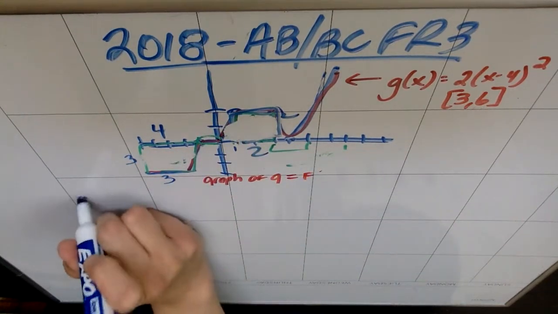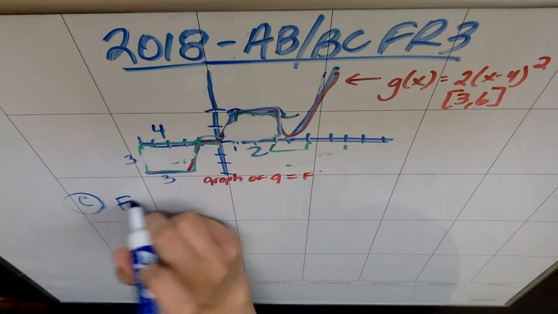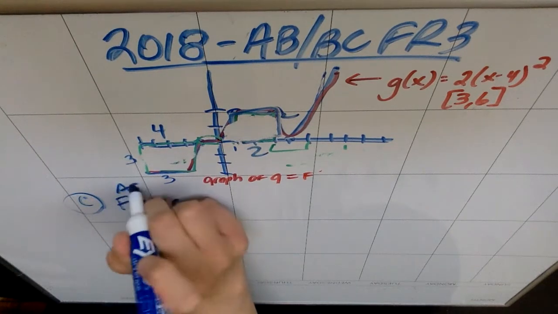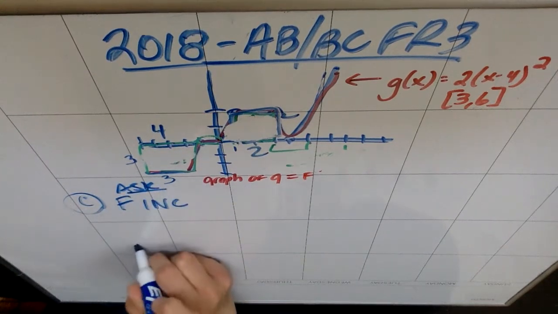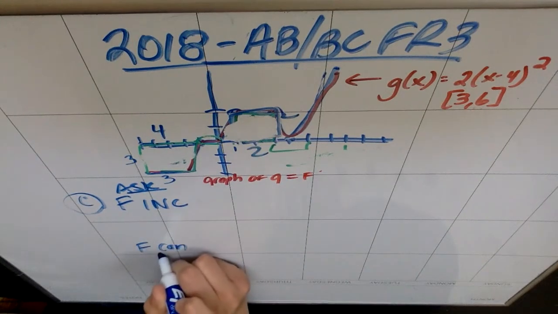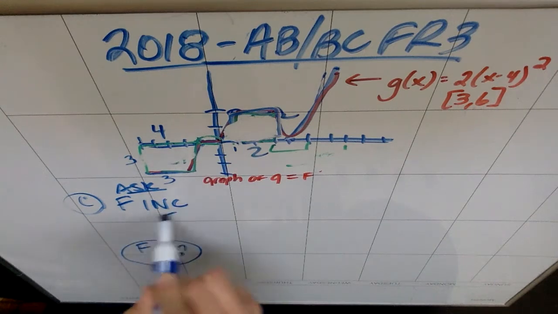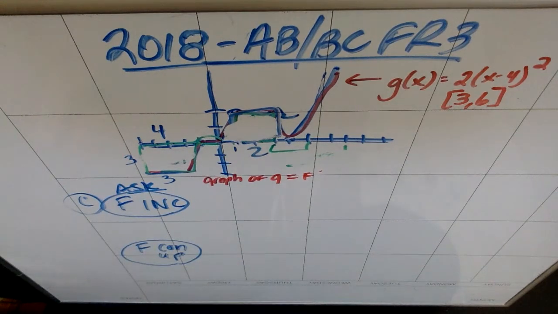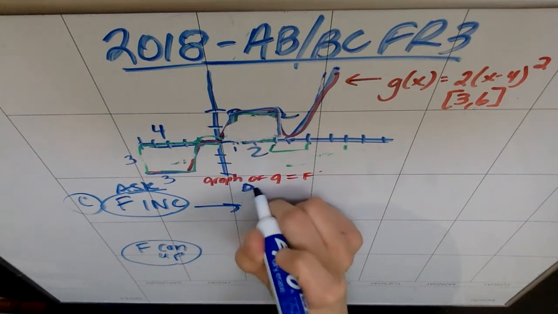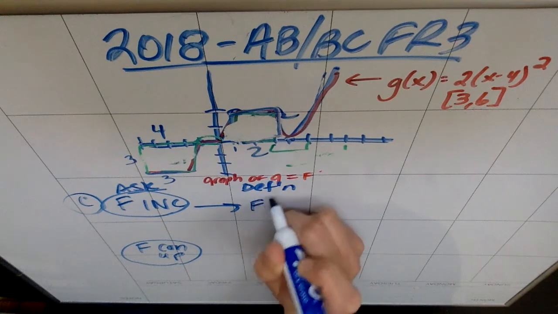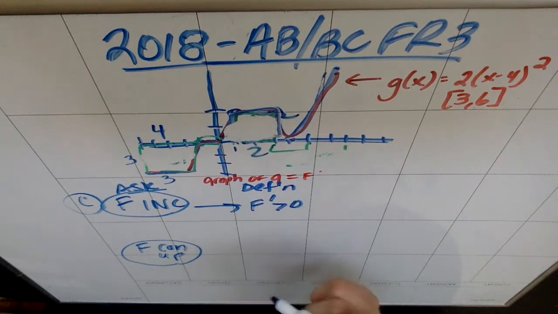Okay, so in part C, we're asked for two things. We're asked for where f is increasing, and we're asked for where f is concave up. Let me double check that I'm right. Yep, increasing and concave up. So those are two separate asks. After we're asked something, we want to go to the actual mathematical definition of that. Well, if f is increasing, the definition of that is that f prime is greater than 0, right?